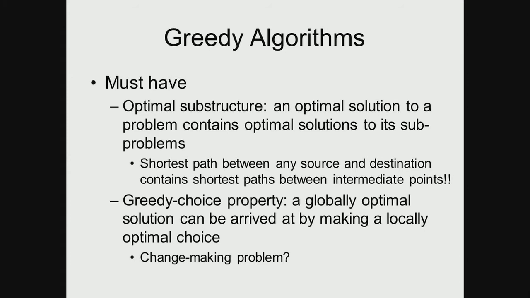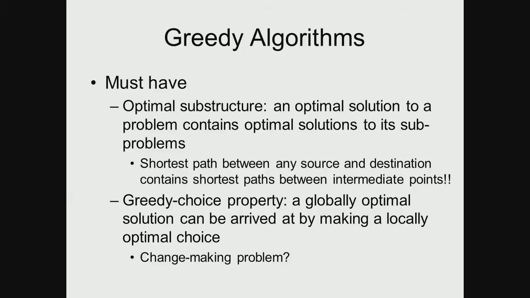So therefore, greedy algorithms should have an optimal substructure. What is an optimal substructure? We should be able to guarantee the existence of an optimal solution to the problem such that this optimal solution also contains optimal solutions to the sub-problems. This is a very important concept.